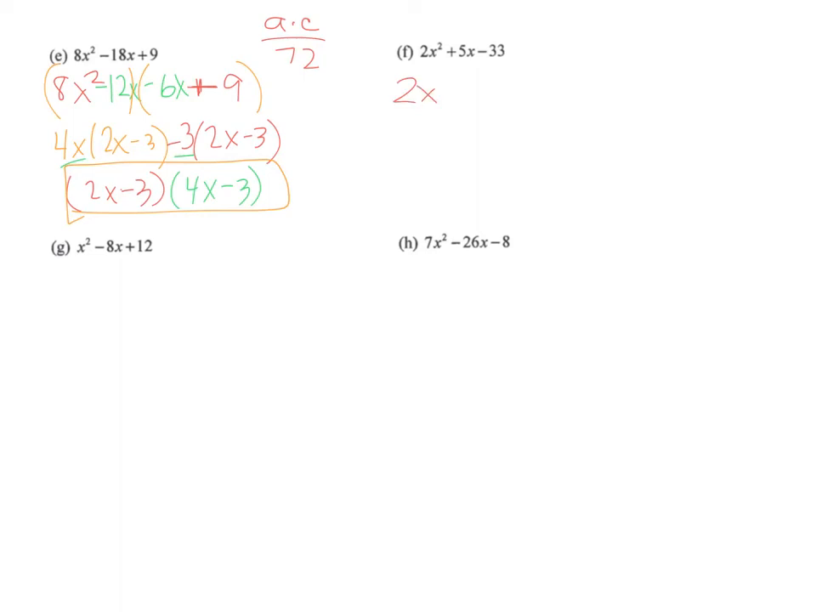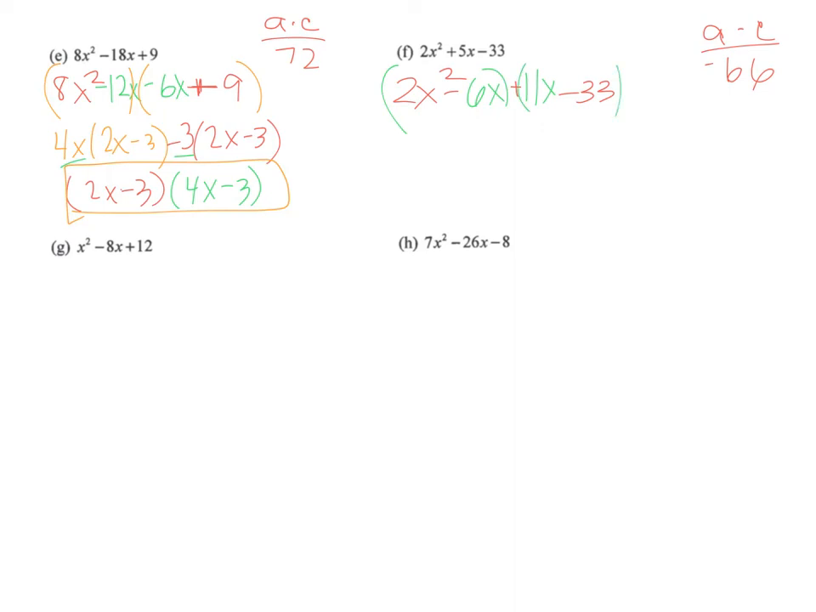Keep our A. Keep our C. And our A times C is negative 66. Well, negative 66 is a 6 and 11. One of them has to be negative. One has to be positive. Well, if they add to equal positive 5, then that means that the 11 has to be positive, and the 6 has to be negative.